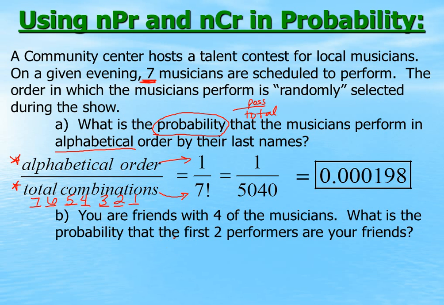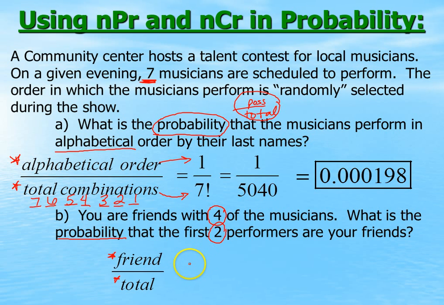Now, this next one's a little bit different. You are friends with 4 of the musicians. What's the probability that the first 2 performers are your friends? Okay, again, remember what is possible versus what's total, because this says probability. So possible. The possibility that we're looking for this time is the first 2 performers being your friends and the total on the bottom. Okay, well, how am I going to do this one? What is the possibility of me picking a friend? The first 2 performers out of 4 performers.